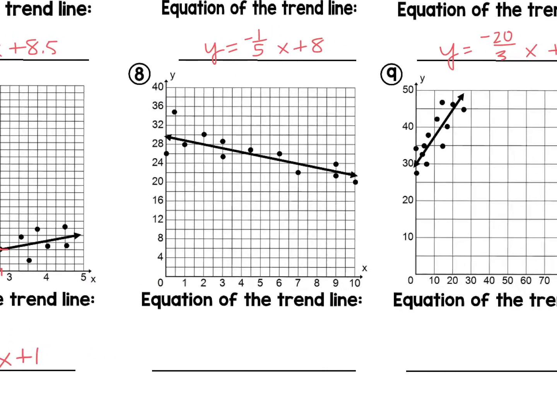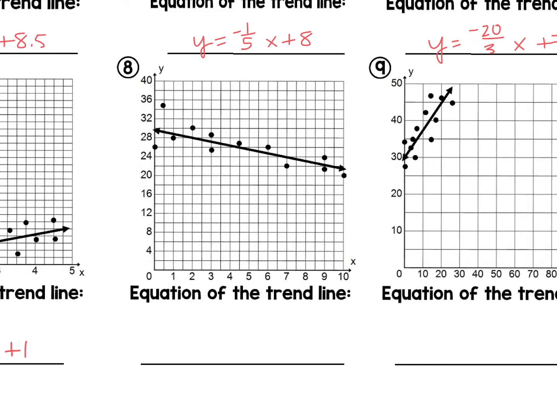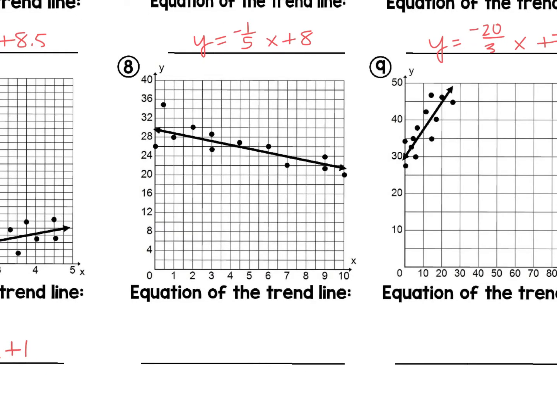All right, number 8. Looks like we cross a little bit more than, well, halfway between 28 and 32, so that's 30. So let's do plus 30 at the end. And then let's find some really good points. This one is really good. And maybe this one. So down 2, from 28 to 26, and then right something.